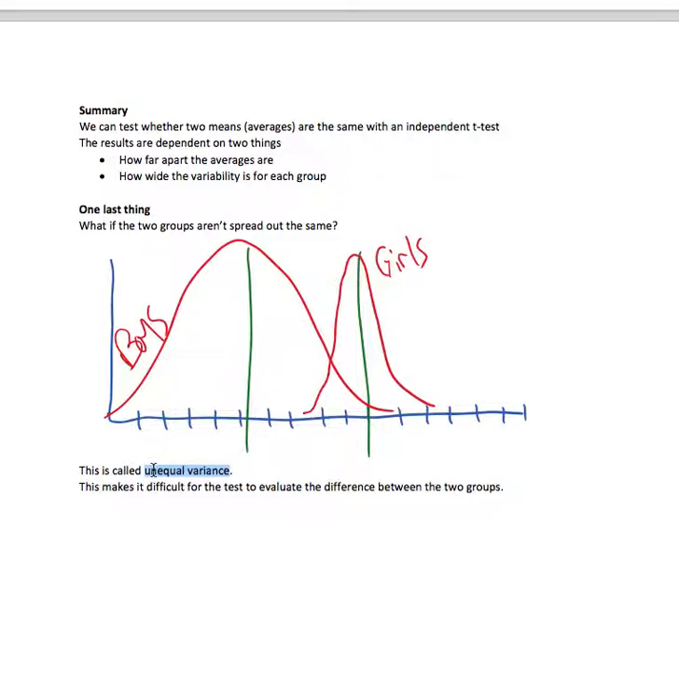But when we talk about unequal variance, this is what we're talking about. One group is spread out quite a bit, the other group relatively not so spread out. And what we're really trying to find out is whether these averages are the same as each other. So that concludes our introduction to the independent samples t-test. Next, I will show you how to run it in SPSS.